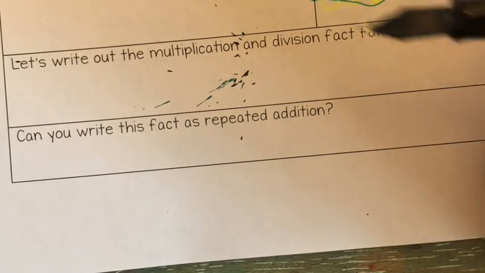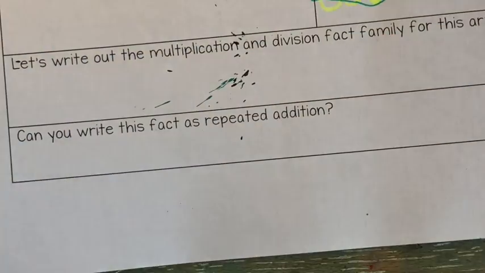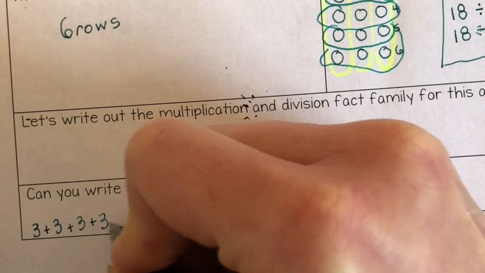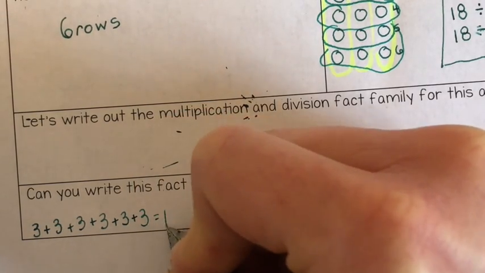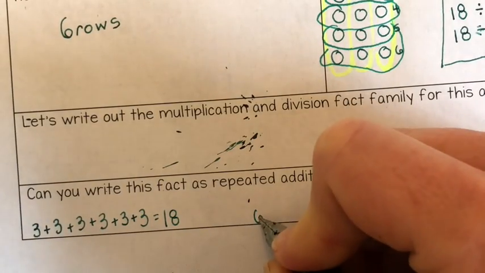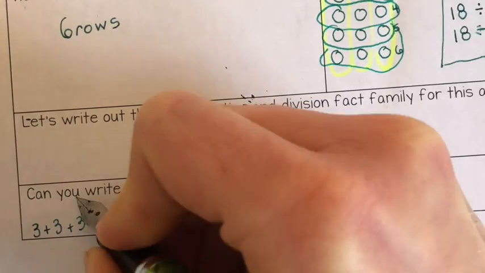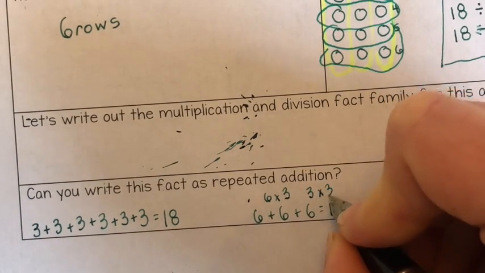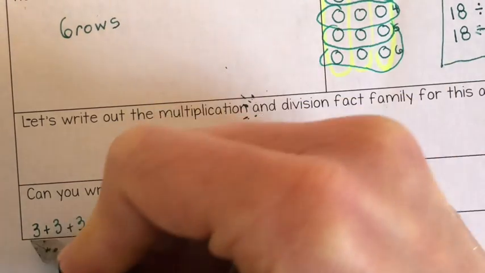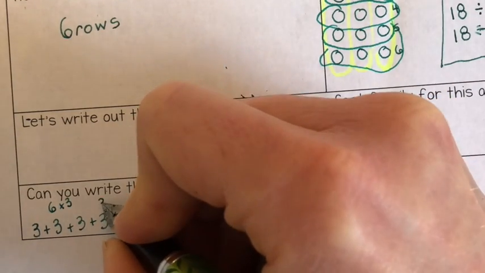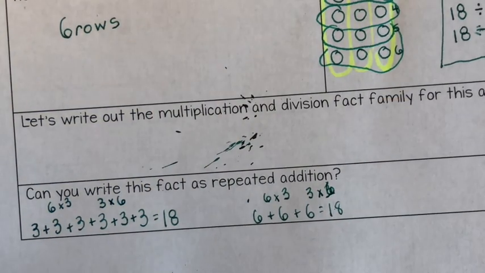Okay, now we're gonna move on to this. It says, can you write this as a repeated addition? Well, I sure can. I can do it 2 different ways. So I'm gonna start with 3's. And how many 3's do I need to have? 6 3's. So 3, 1, 2, 3, 4, 5, 6 3's is 18. Or I can do it as 6's. 6 plus 6 plus 6 equals 18. So this is 3 groups of 6, and this one is 6 groups of 3. You can do it either way.